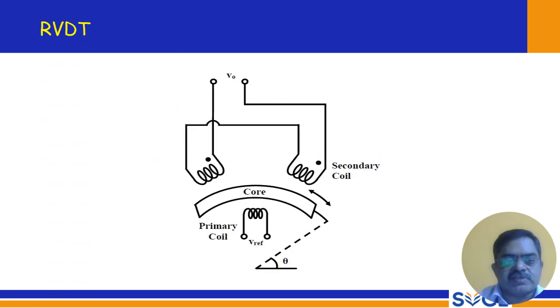So this is the construction. It is the same as LVDT. You have one primary coil and two secondary coils, and the core is a circular one. In LVDT, the core is a straight one, whereas here it is a circular one. That is the only difference between LVDT and RVDT.